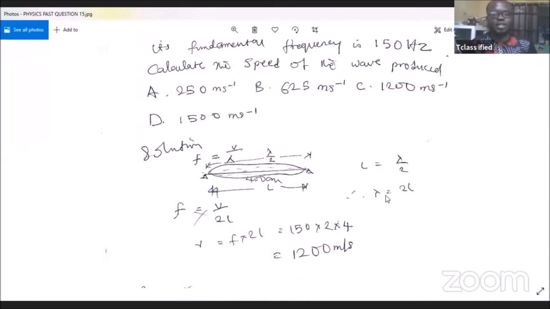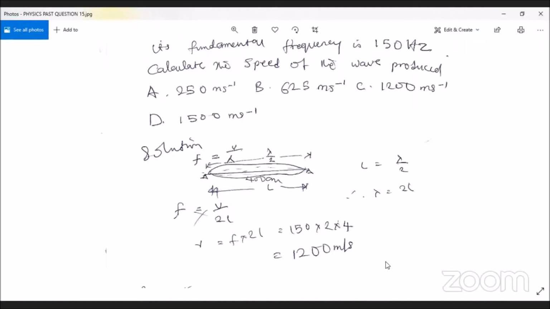So make wavelength the subject, you have 2L. So put it back into this equation. F is equal to V over 2L. So make V the subject, V is equal to F times 2L. 150 times 2 times 4, making it 1,200 meters per second.